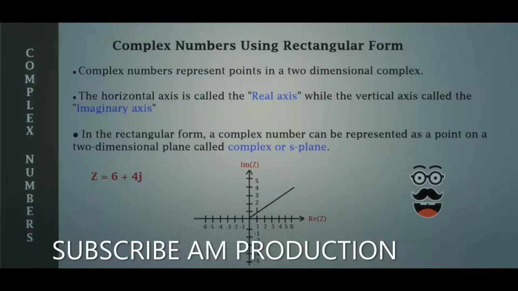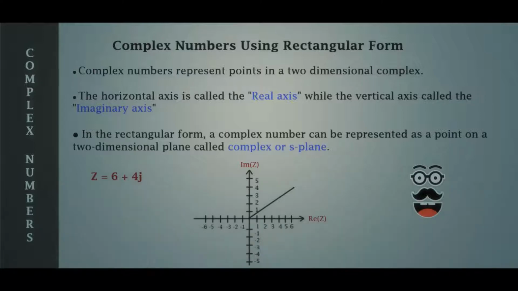Please give me your attention and look at this. Complex numbers can represent a point in a two-dimensional complex plane. The horizontal axis is called the real axis and the vertical axis is called the imaginary axis, and the two-dimensional form is called the complex plane. Okay, look at the generalized form. Z equals 6 plus 4j. In this form, the real part is 6 and the imaginary part is 4j.